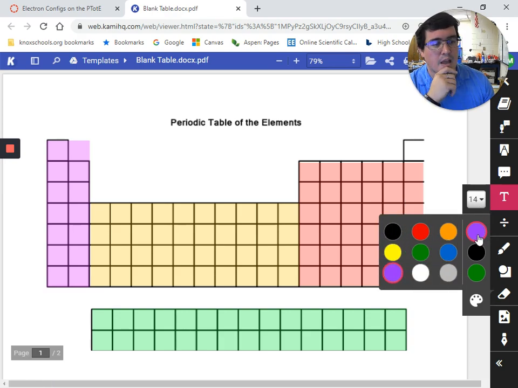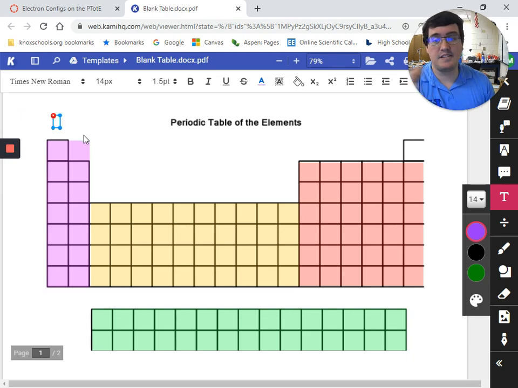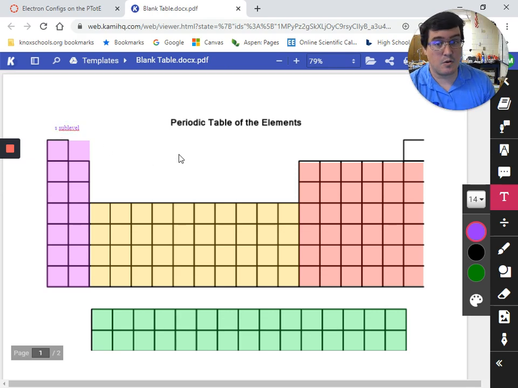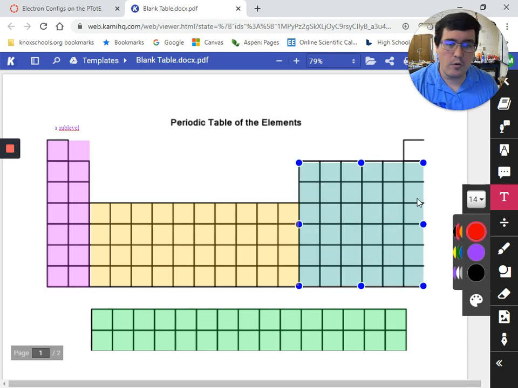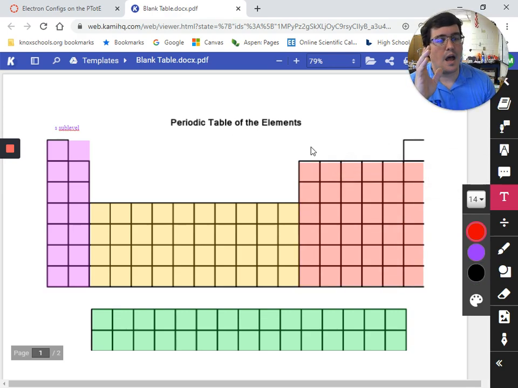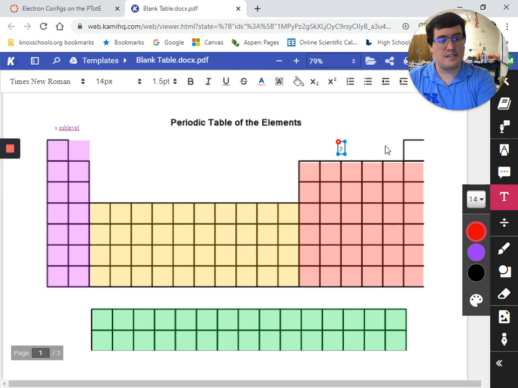All right, so this first block was blue. Let's go in here and label this first block. Obviously, it has 2 columns, right? Hey, one of those sublevels fits 2 electrons. Aha! This corresponds to the S sublevel. So that block is often called the S block because it corresponds to the S sublevel. If I know that 2 columns makes the S sublevel, then 6 columns has to be the P sublevel. And looky there, over on the right-hand side, there are 6 columns. That is the P sublevel, right?